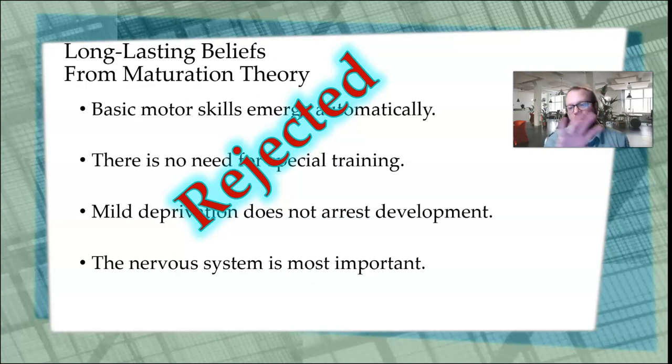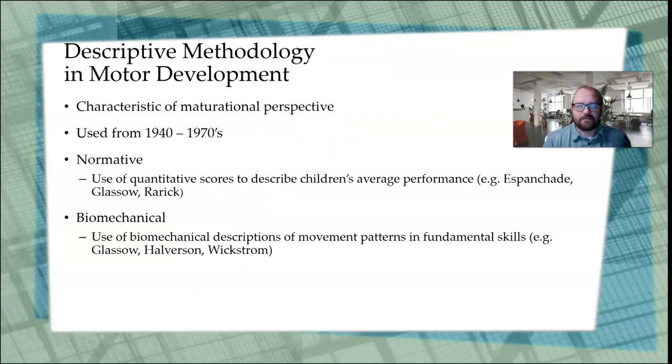So I put this in red up here because last semester my students forgot which was real and which was not, which was rejected, which is accepted. So we reject the following. We reject that motor skills emerge automatically. We reject that these skills are influenced by training. We reject that mild deprivation arrested development. And we reject that the nervous system is the only thing that drives these.